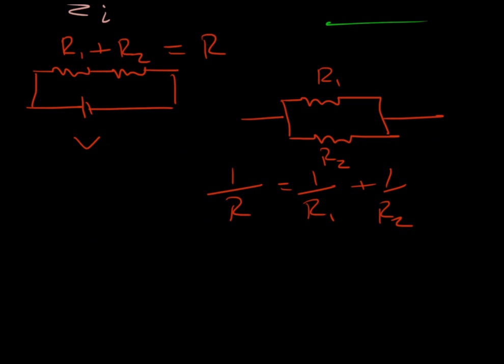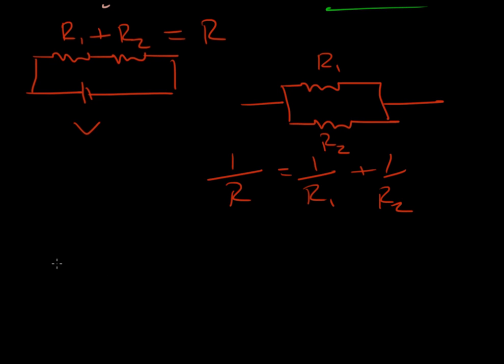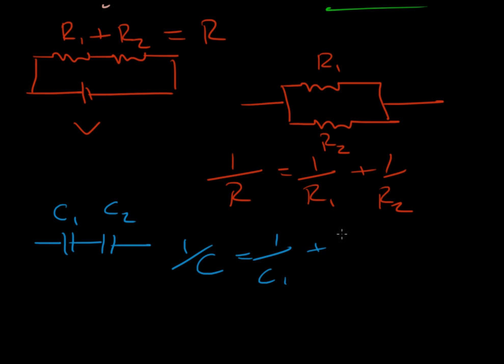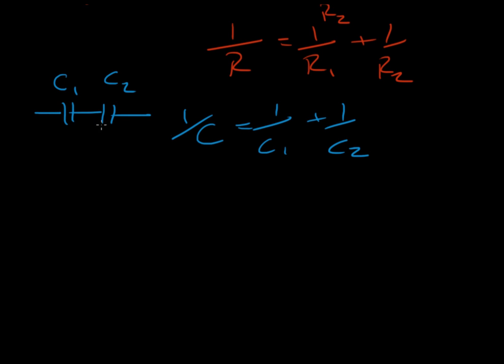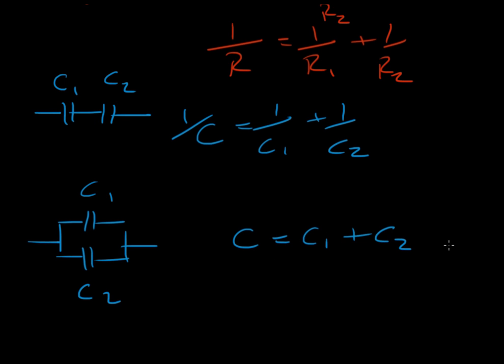Now we have something slightly different when we come to capacitors. In fact, we have the opposite rule. If I have, say, two capacitors in series like this, connected to a battery, say C1 and C2, this time the overall capacitance is 1 over C equals 1 over C1 plus 1 over C2. And the simpler relationship applies to the network where the capacitors are in parallel. So if I put them in parallel, the overall capacitance C is C1 plus C2.